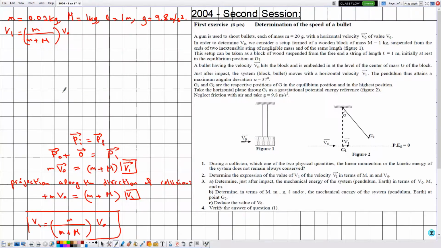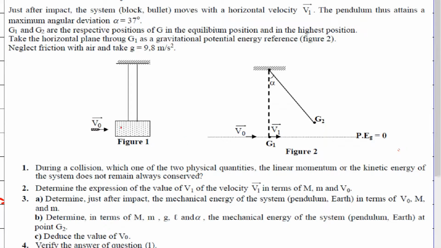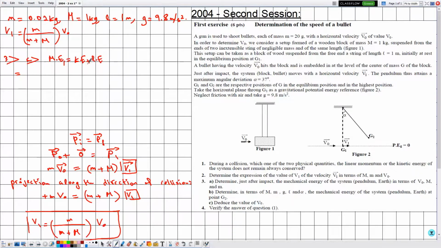We know that the mechanical energy of the system is given by the kinetic and the potential. Now here the system consists of the block and the bullet together. So we want to determine this mechanical energy in terms of v0, m and M just after the impact. So just after the impact, this system is at the point G1. So for this reason, this will carry the label 1.